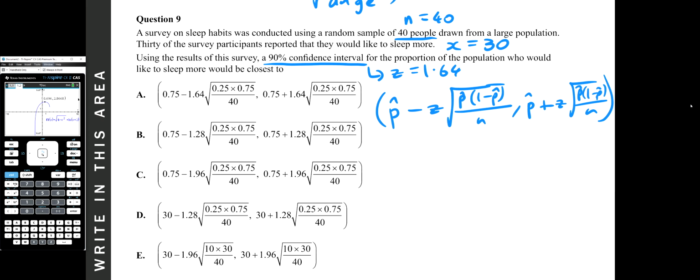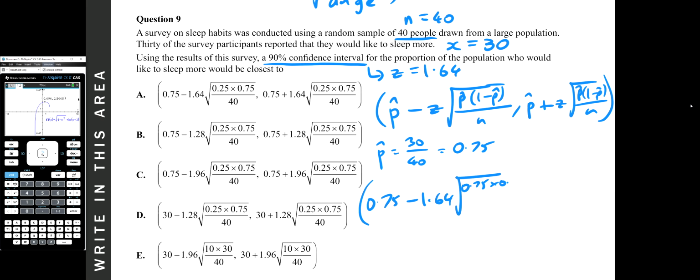So what we're going to do is we know that p hat is equal to 30 over 40, which is 0.75. That's just 3/4. And our z value, as we said, was 1.64. So we just need to basically plug everything in. So what we get is 0.75 minus 1.64 square root, and we'll have 0.75 times 0.25 all over n, and we saw that n was 40.